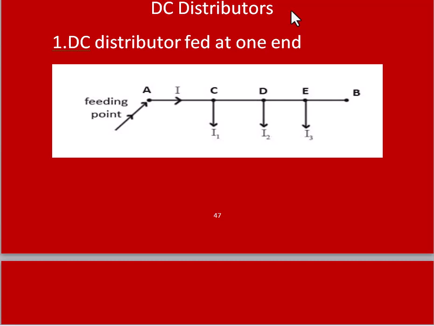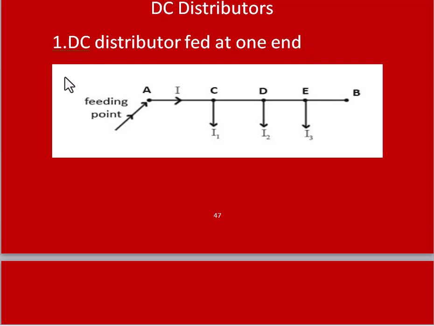These distributors are of two types. One is called DC distributors, the other type is called AC distributors. In this video, I will discuss only DC distributors. DC distributors are of four types. Number one is DC distributor fed at one end. Second is DC distributor fed at both ends. Third is DC distributor fed at the center. The fourth one is ring main distributor. So let me consider one after the other.